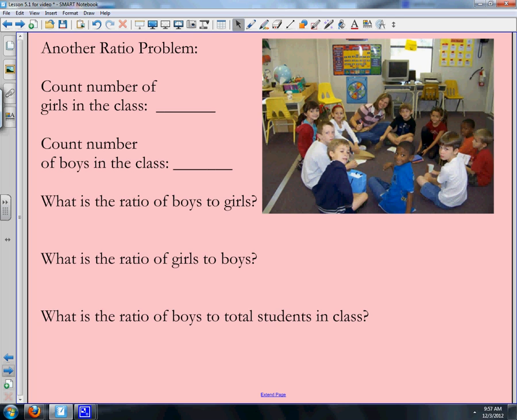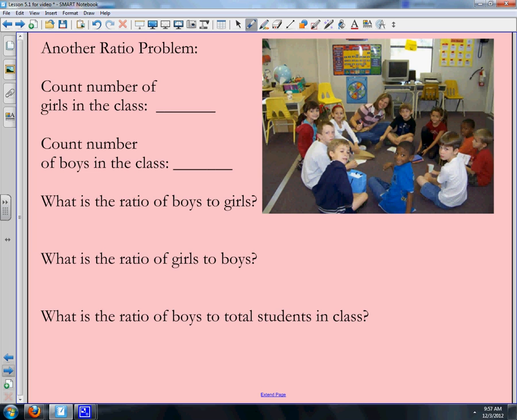So count the number of girls in the class. Count the number of boys in the class. What is the ratio of boys to girls? What is the ratio of girls to boys? And what is the ratio of boys to the total students in class? So when you're doing this problem, include the teacher.